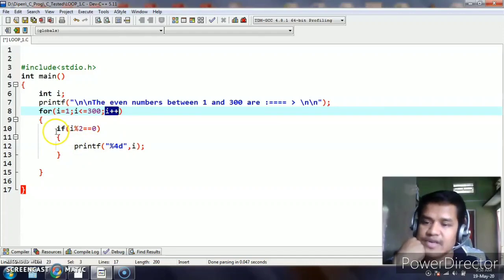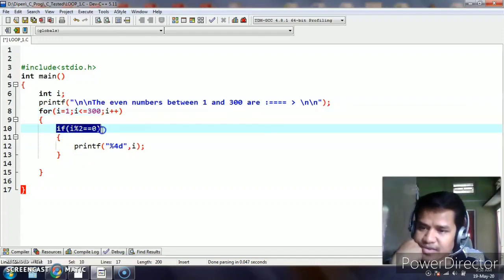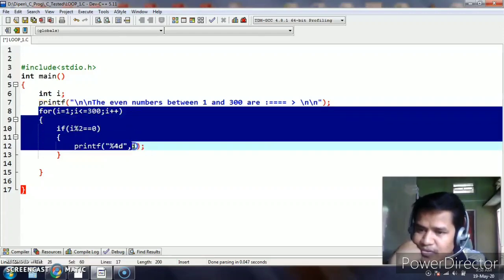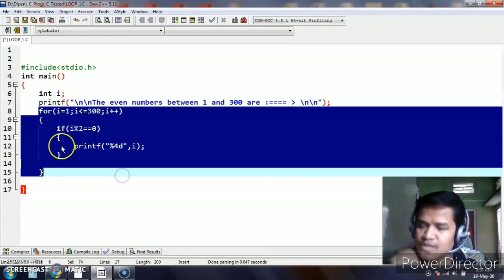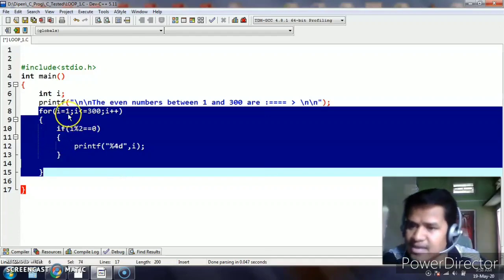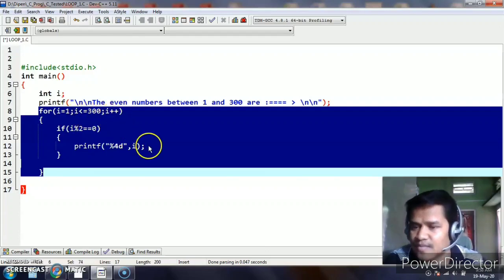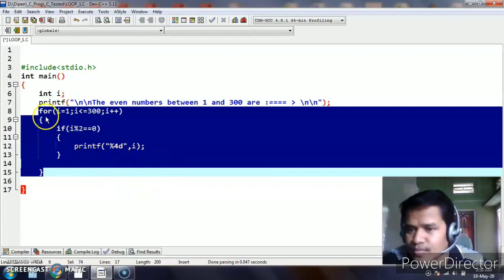In every iteration there is an if condition. If i is taken remainder with 2 and the remaining value is 0, then this printf function will be executed. That means this for loop works for i equal to 1, i less than or equal to 300, i++. I would like to make it more clear to you. The for loop starts with i equal to 1.